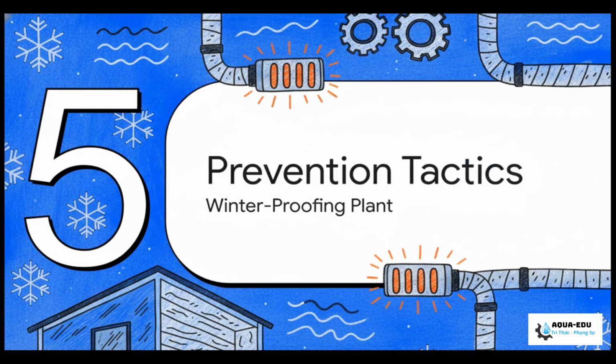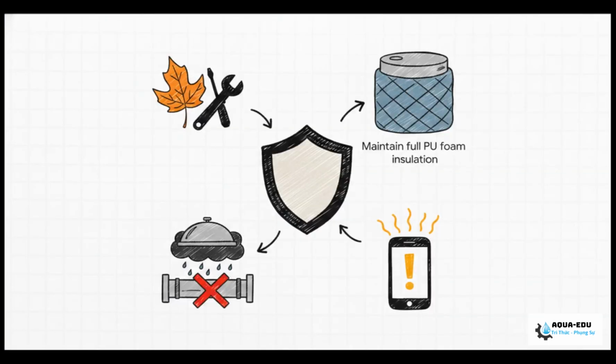All right, Section 5, Long-Term Prevention Strategies. Let's talk about winter-proofing the plant. We've saved the reactor, sure, but how do we stop this exact crisis from happening all over again next winter? Now, what's really interesting about this slide is how proactive we can actually be. Your maintenance simply has to happen in September and October, well before the first freeze.